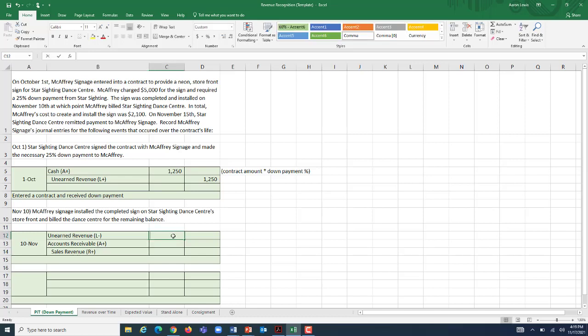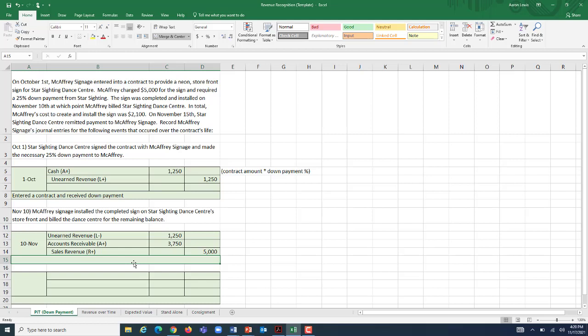So how much is going to go into each account? Unearned revenue went on the books for $1,250, so it's got to come off the books for $1,250. Accounts receivable, in this case, is the remainder of the contract price that is now owed to McCaffrey. The contract is $5,000 in total, and McCaffrey's already received $1,250 of it. So the remaining balance owed to them is $3,750. But they get to recognize the full $5,000 of revenue at this time.